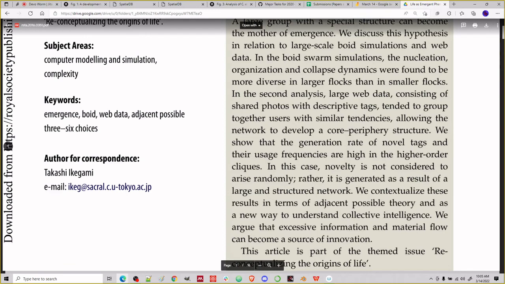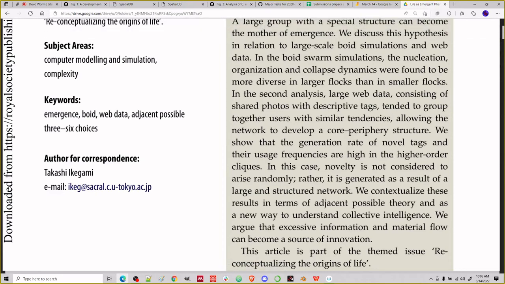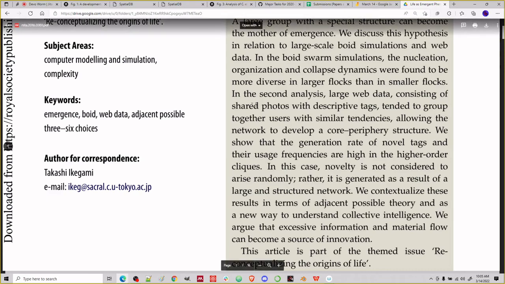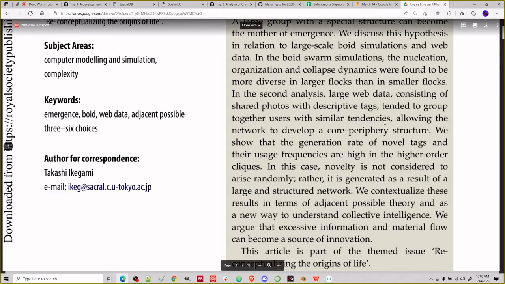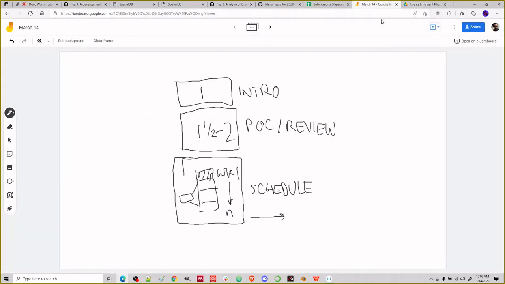And so this is network science. It's a little bit different than flocks. This is where you have a network of users connected by these common photos and common tags. And so this type of thing, you just basically have a bunch of users. You look at how they're using photos and putting together tags, and then you see how that network grows over time. So this network is able to develop a core periphery structure. So a core periphery structure is actually something that is sort of a signature of hierarchy.